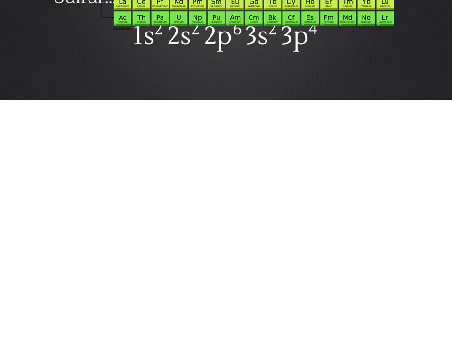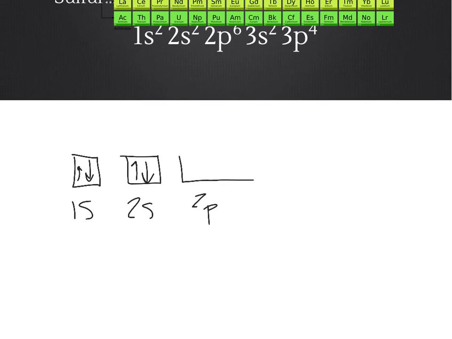So for the orbital diagram, I'm going to start off with the 1s, and I have 2 electrons spinning in opposite directions. Then I have the 2s with 2 electrons spinning in opposite directions. And then I have the 2p. Now remember, I can only fit 2 electrons in each orbital, so if I have 6 electrons, that must mean that I have 3 orbitals. And you fill them all up first, and then you start doubling them up.